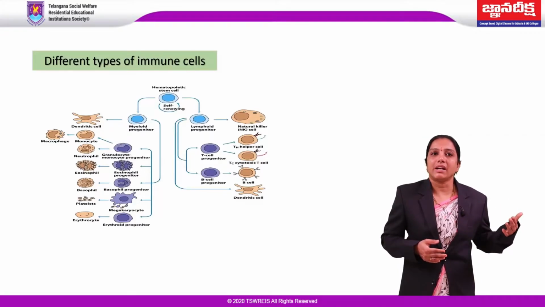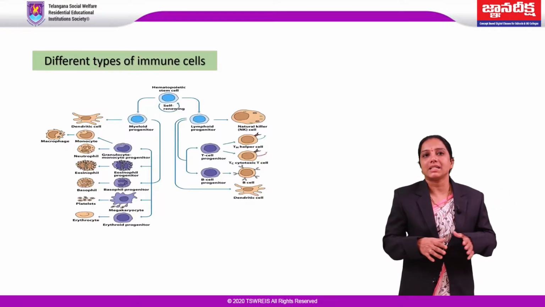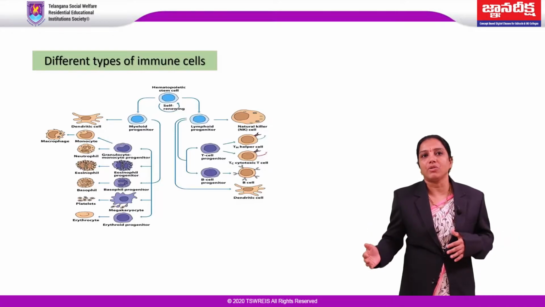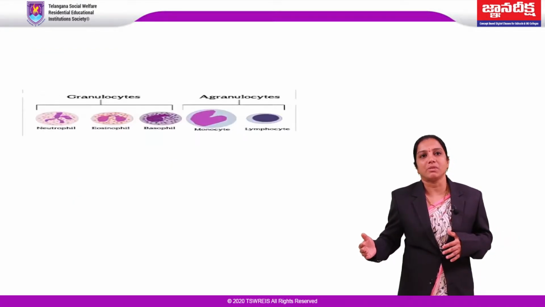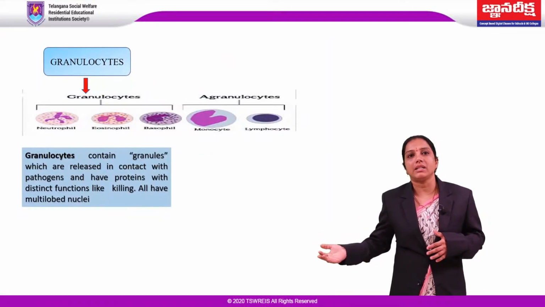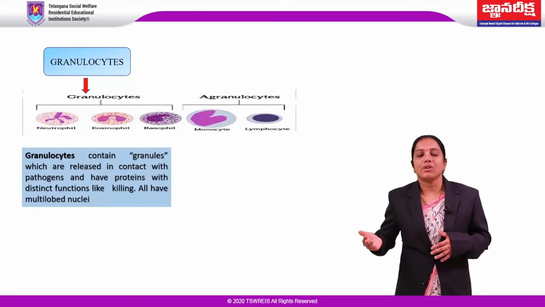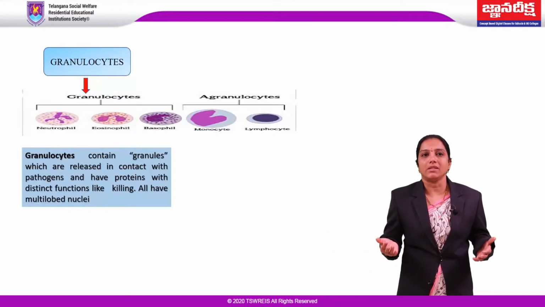So, in the previous slide, we have seen the different types of cells which are produced from the hematopoiesis process. All these cells can be differentiated into granulocytes like neutrophils, eosinophils, basophils, which mainly contain granules in their cytoplasm, and they are released out upon contact with the antigen to degrade and neutralize them. And all these granulocytes have a multi-lobed nucleus.